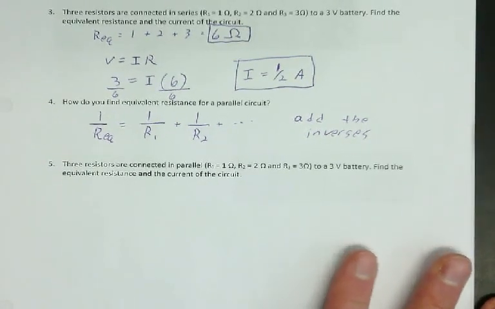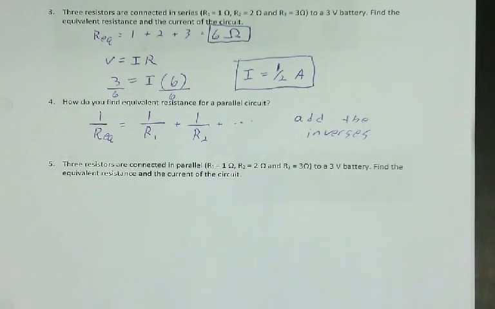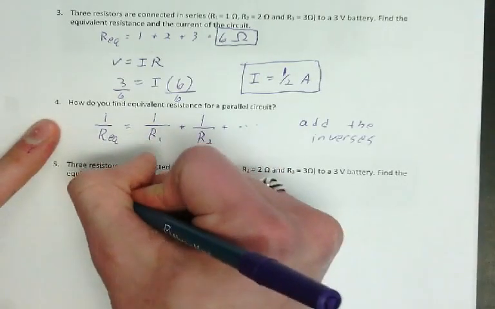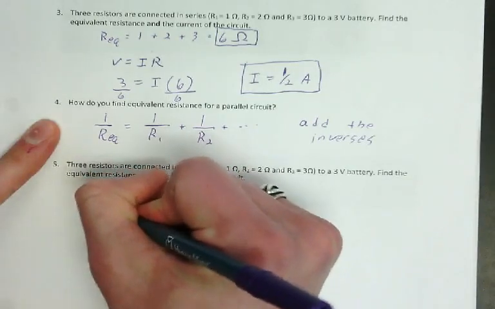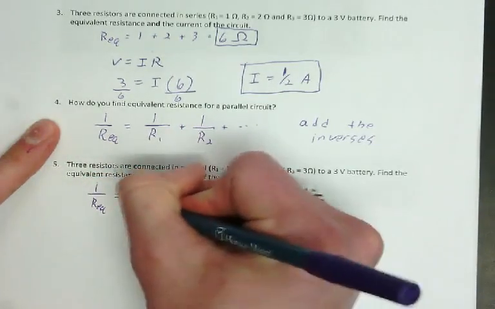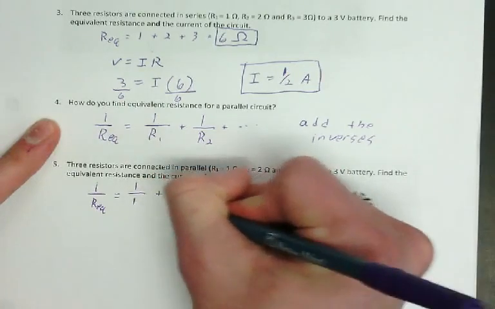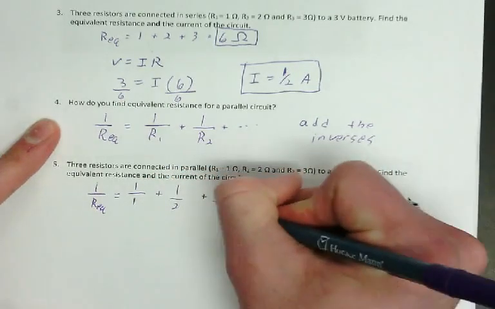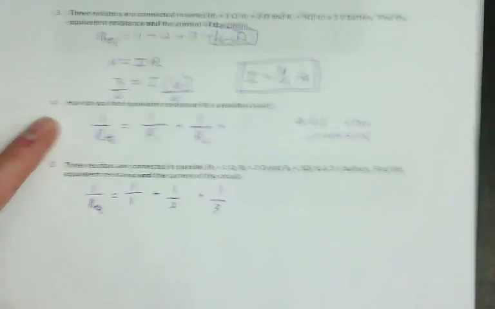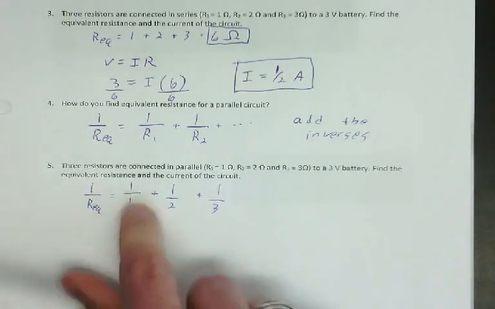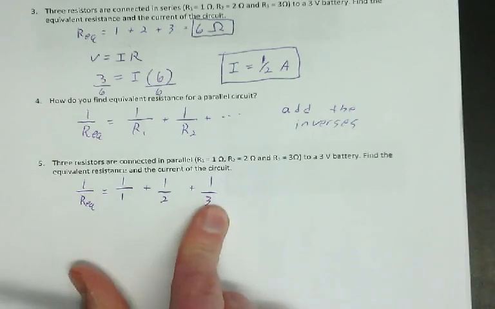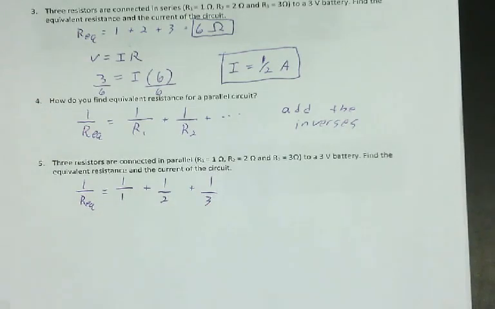3 resistors are connected in parallel, R1, R2, R3, to a 3-volt battery. Find the equivalent resistance and the current of the circuit. So it's 1 over REQ equals 1 over 1 plus 1 over 2 plus 1 over 3. Now, you can turn these into decimals: 1 plus 0.5 plus 0.33. However, that's not going to be as accurate, and it might make your numbers a little nasty. So I like to leave them as fractions.